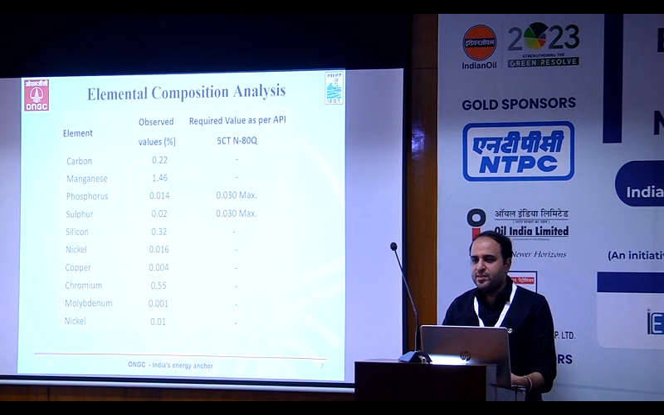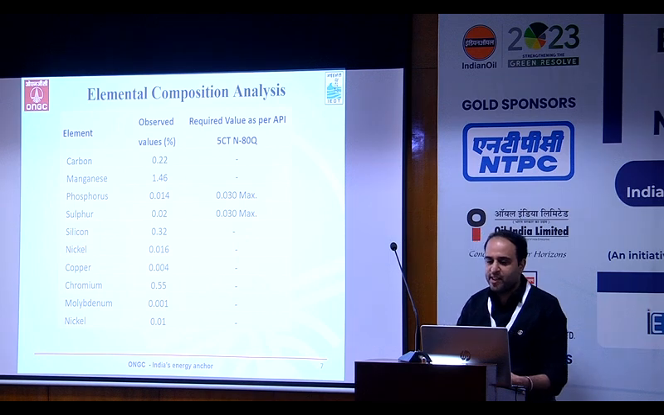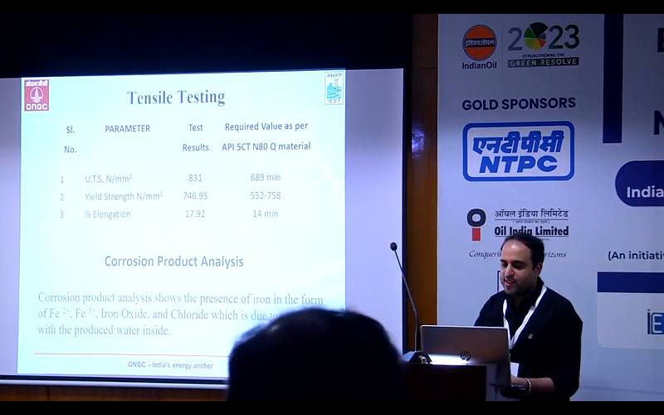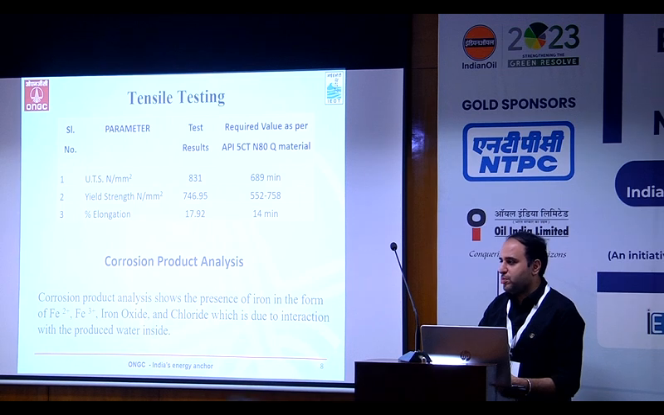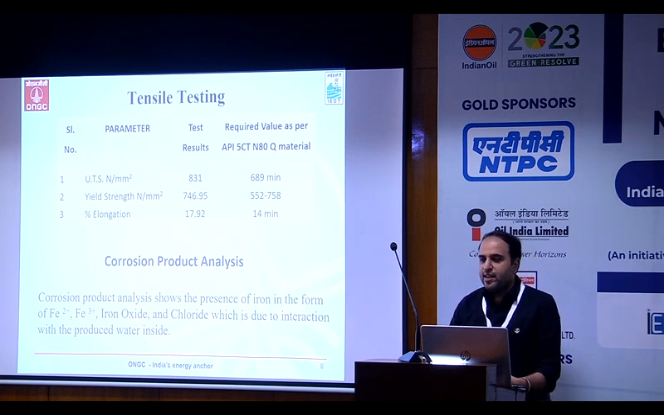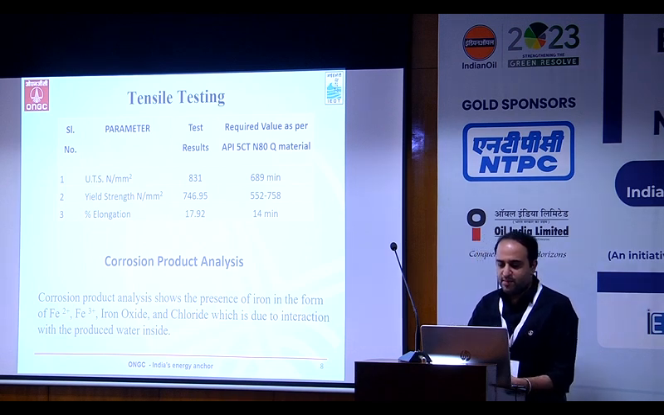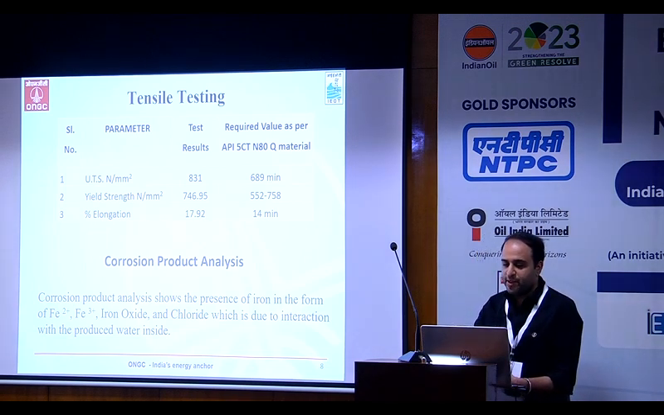To check whether the material integrity is okay or not, we carried out the elemental composition, and it was found that the material was as per the specification of API 5CT NATQ. We carried out the tensile testing also, and it was also as per the specification. Hardness was also measured, and the hardness of the tubing was around 25 HRC, while the sucker rod that was going inside the tubing has a hardness of 28 HRC. Corrosion product analysis was also carried out, and the main corrosion products were iron oxide and chloride, which might be due to the interaction of produced water with the tubing.